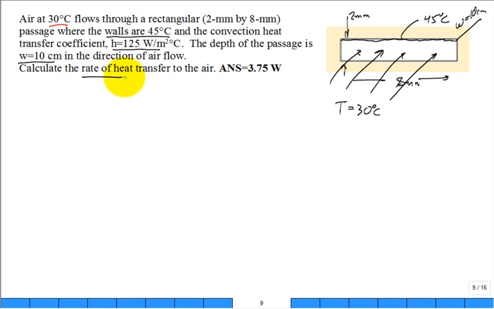What is the rate of heat transfer to the air? Simple question. I would like you to calculate that. I'm going to walk around. Here's the answer, 3.75, but you need to show me how you get 3.75 watts.